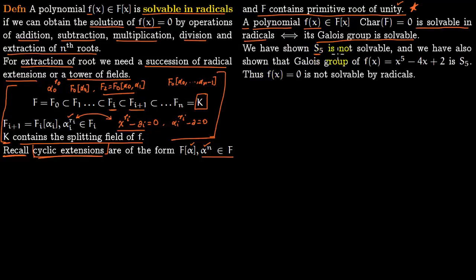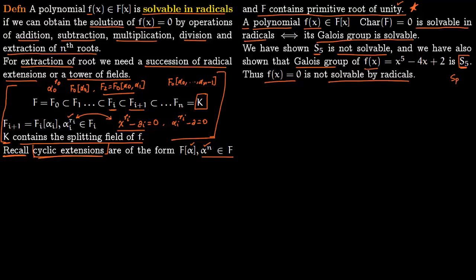So we have shown that S5 is not solvable, and we have also shown in the previous lectures that the Galois group of f(x), this polynomial x^5 minus 4x plus 2, is S5. In fact, we showed in the lecture when the Galois group is S_p, where p is prime. So thus the equation f(x) = 0 is not solvable by radicals because its Galois group is S5, which is not solvable. The polynomial is solvable if and only if its Galois group is solvable. Its Galois group is not solvable, therefore this polynomial is not solvable by radicals.